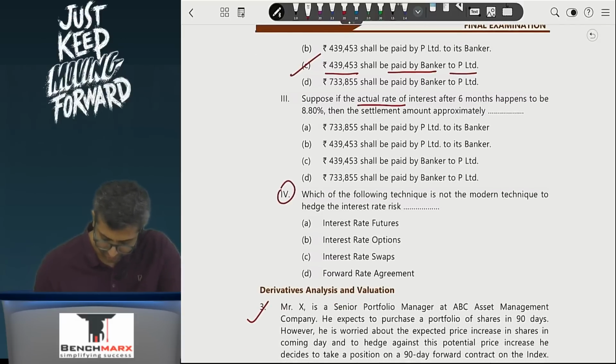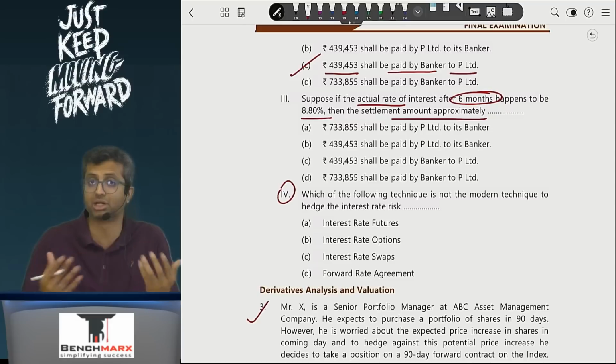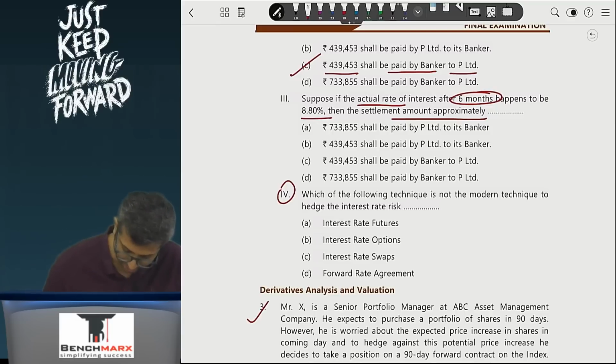Suppose the actual rate of interest after 6 months happens to be 8.8%, then what would the settlement amount be? I've agreed to borrow at 9.3, but the market rate is 8.8, which means I'm agreeing to borrow at a higher rate, and hence there is a loss for P Limited of how much? 0.5%.